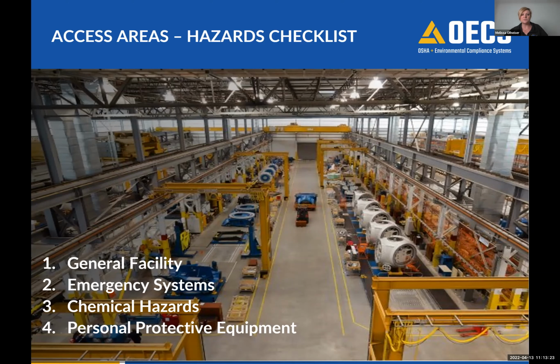Are we storing things properly? Do we have flammable cabinets? Are things labeled properly? Compressed gases, are they stored the way they need to be? And then we look at PPE. Are people using it? Are they storing it properly? Or is this going to be a concern?